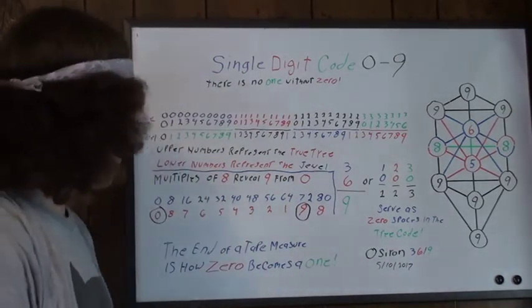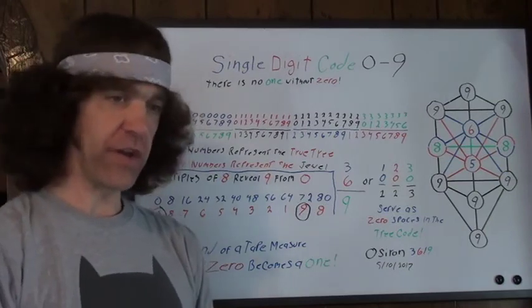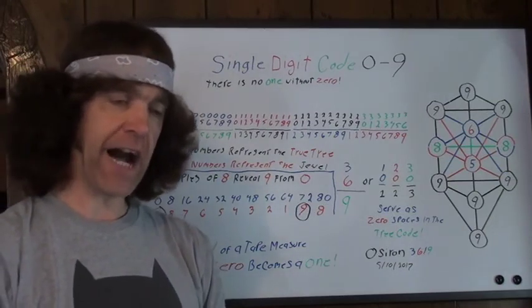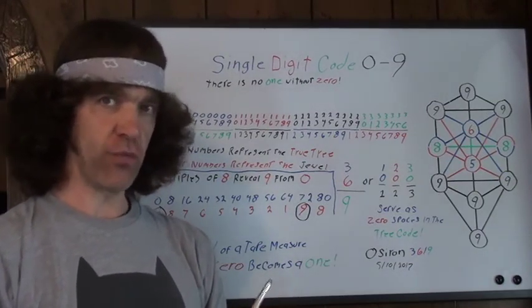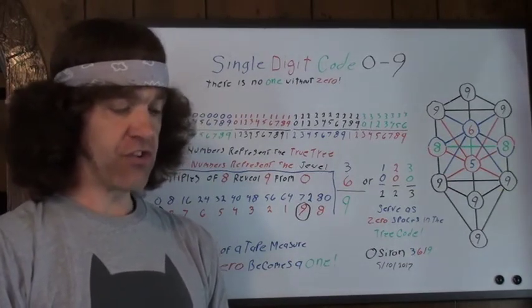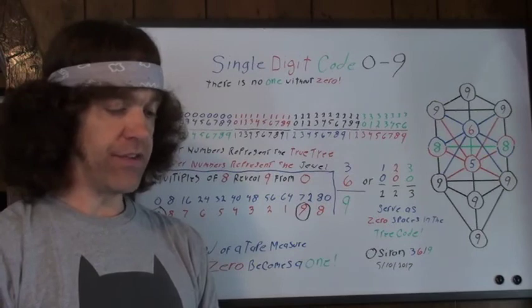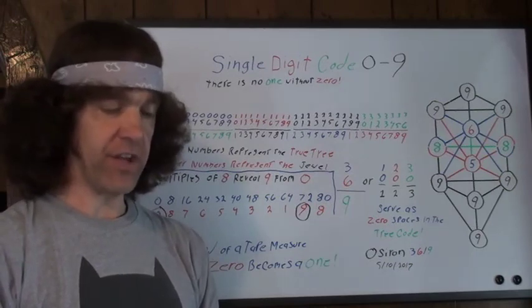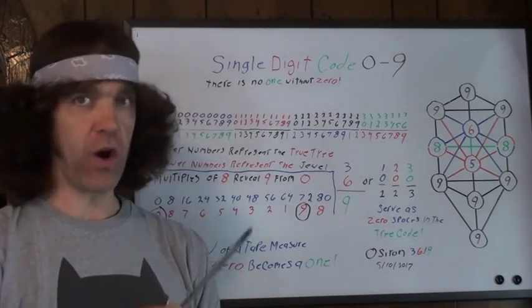So that is that. I hope it's now a little bit clearer how and why zero is so important and what zero actually is. Zero is a lot of things, but what it mainly is, is not one.